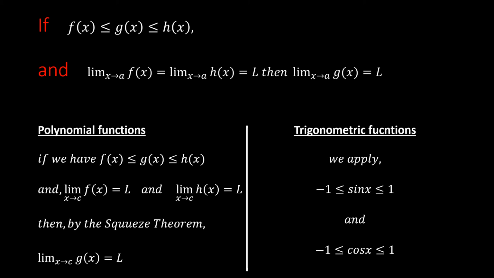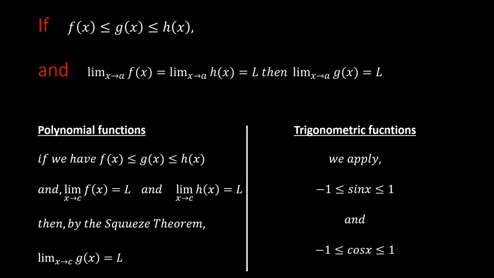If you have f of x less than g of x less than h of x, and if I calculate the limit of the left hand side and the limit of the right hand side, if those two limits are equal, which means the limit as x approaches a of f of x is the same as the one of h of x, L, then it means the limit of g of x is also L.